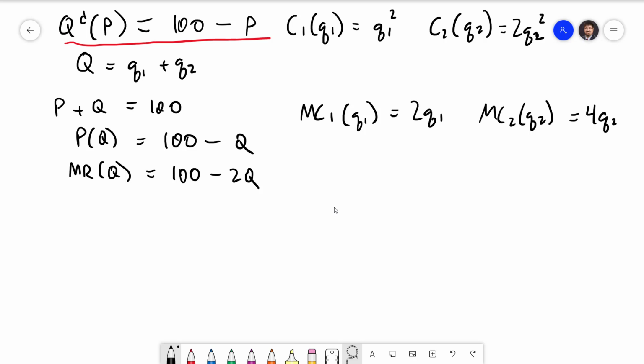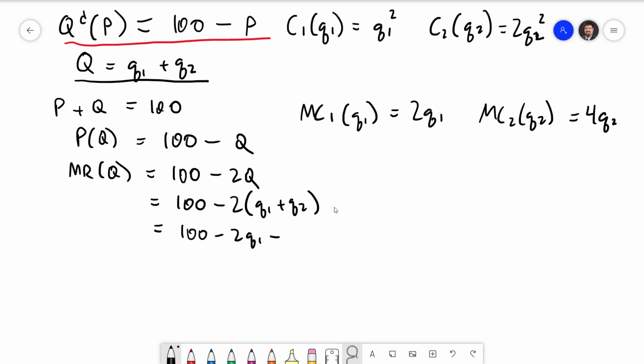To maximize profit, I'm going to set the marginal revenue equal to each of the marginal costs and solve that as a system of equations. Before moving on, I'm going to rewrite our marginal revenue function: marginal revenue equals 100 minus 2 times Q1 plus Q2. Just to simplify things, I'm going to distribute the 2, so 100 minus 2Q1 minus 2Q2. Do not forget to distribute the minus sign to both terms here.